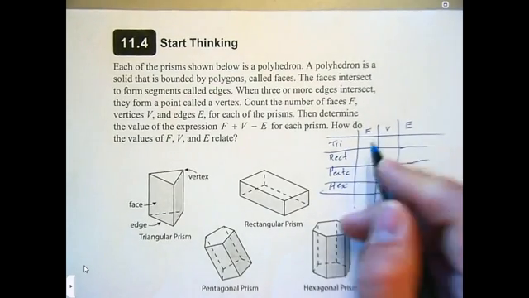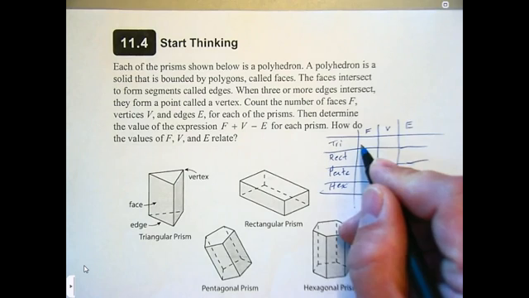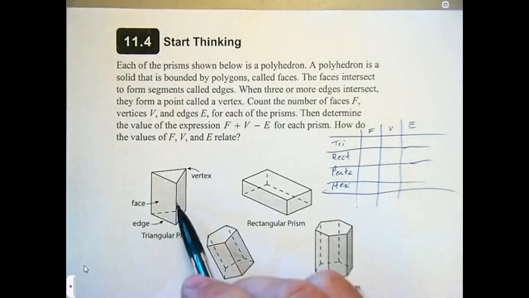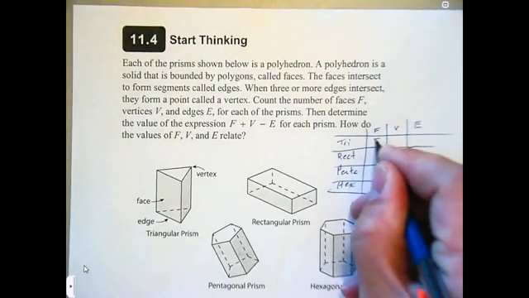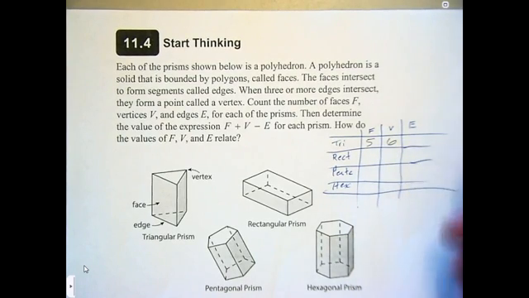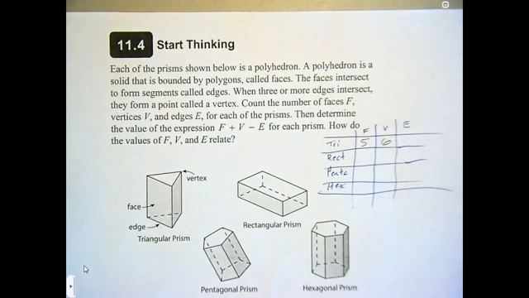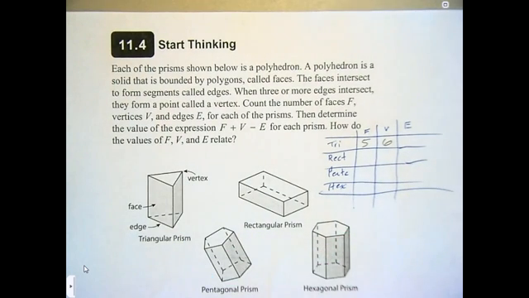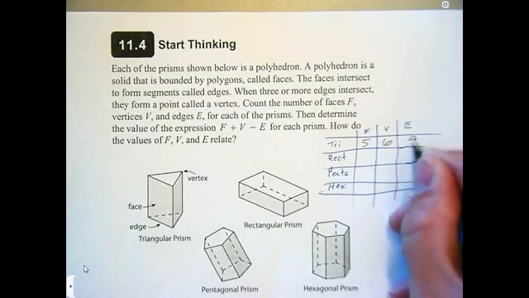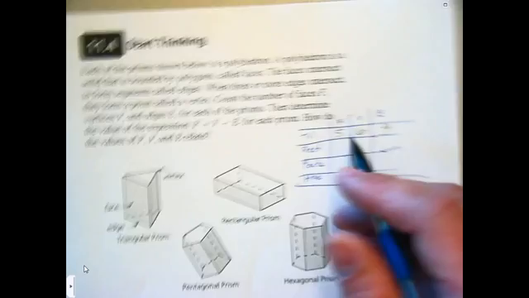So a triangular prism, how many faces does it have? I hear 5 and 4. 1, 2, so we got 5. How many vertices? 6. Edges? I'm just writing what you guys are saying. So what do we have for edges? 9? Okay.